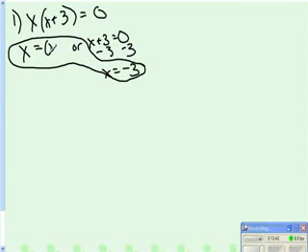Okay? And you should be able to check it. If I put in 0, 0 times 3 would be 0. If I put in negative 3, plus 3 is 0, times negative 3 is 0.